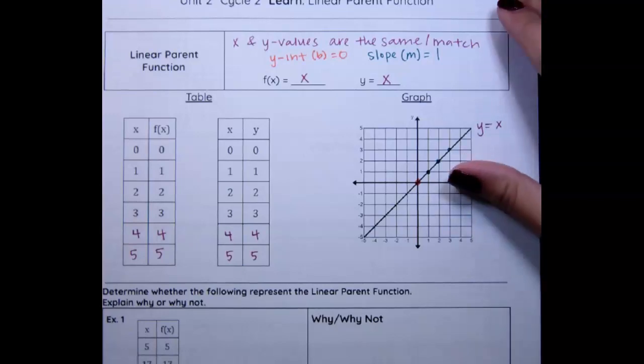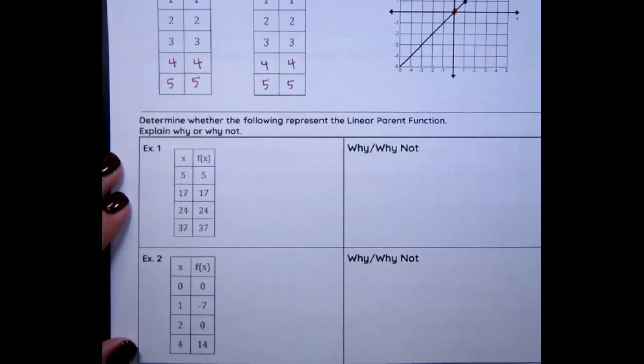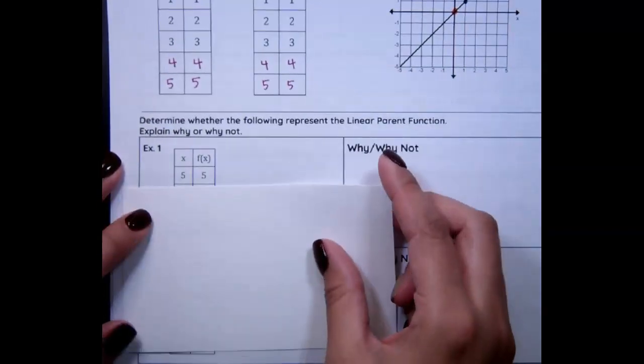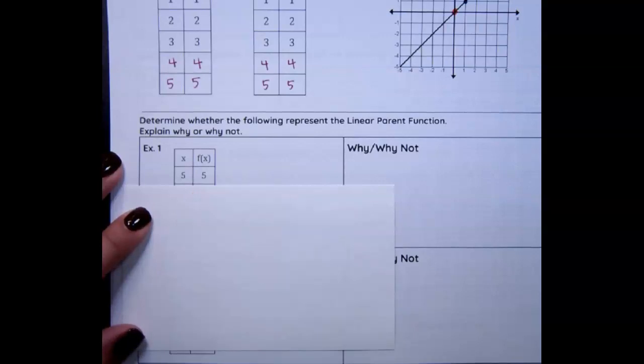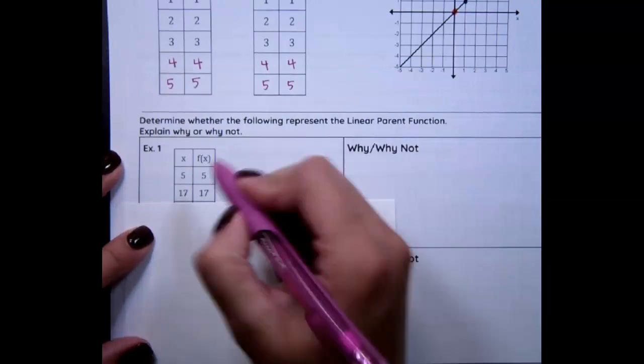All right, so now let's look at a couple of examples. Remember, when we have a table, the x and y values have to match. So I'm going to look at each ordered pair this way. 5 and 5 are the same, so yes, they match. 17 and 17 are the same.